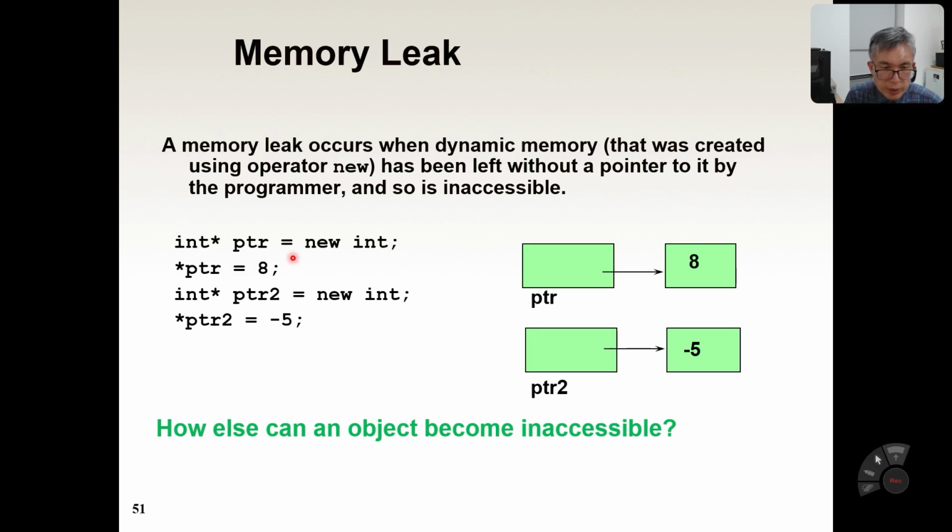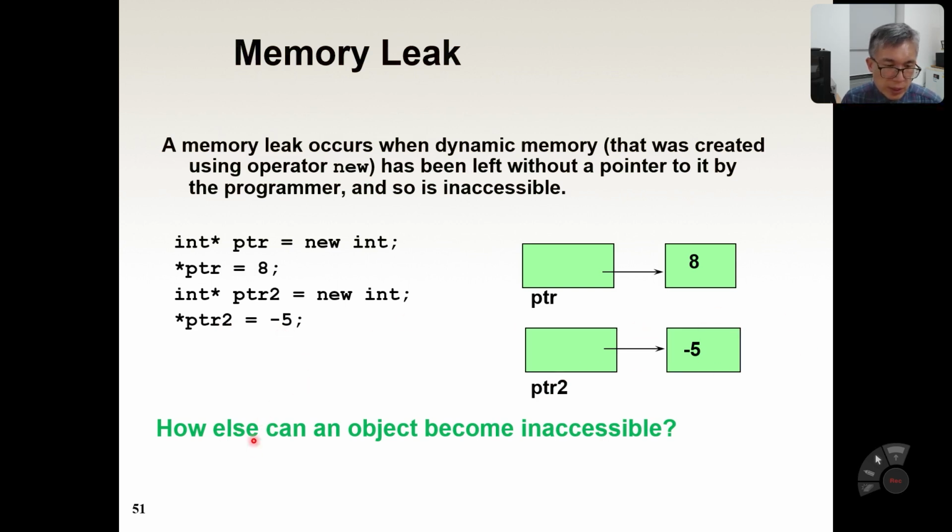So we can make a pointer with new int. The new operator allocates an unnamed integer variable, and this pointer references it, and the value is set to 8. In the same way, we create a new named integer variable, and ptr2 is set to the address of this named variable, and through the reference, asterisk ptr2, this pointed variable's value is set to -5.